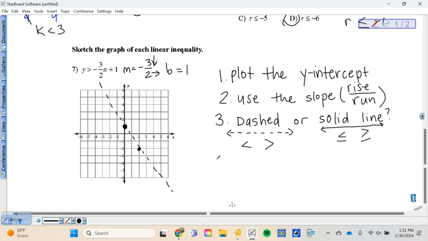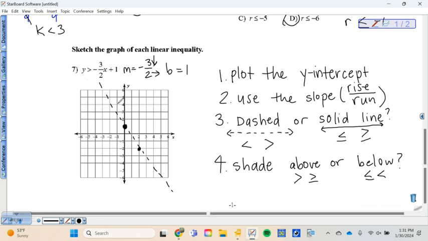Okay, is that it? Am I done? No, we got to shade. Shade above or below. So above is going to be greater than or equal to. Below is less than or equal to. So it's greater than, so I got to shade above.